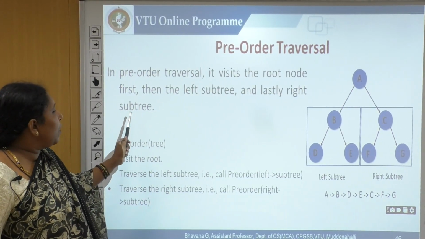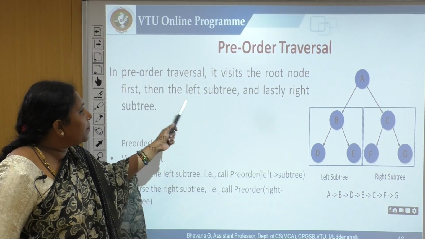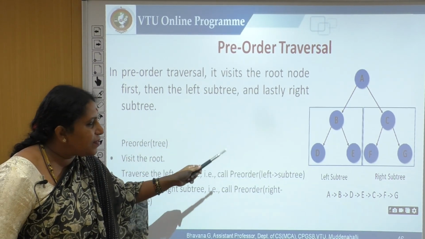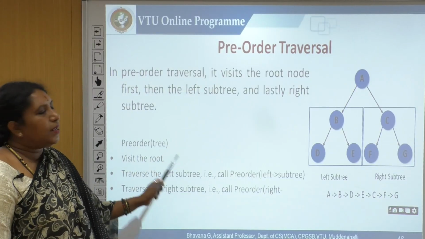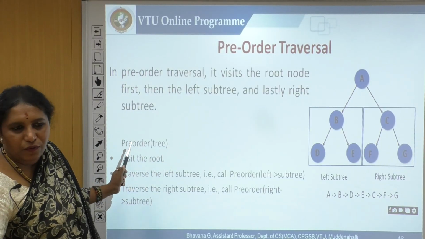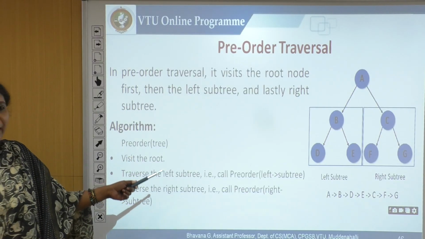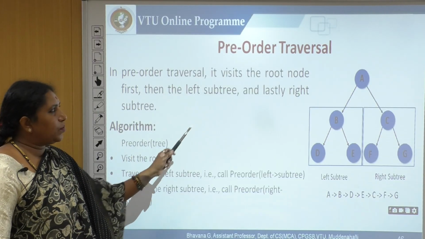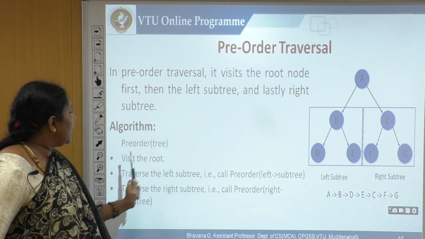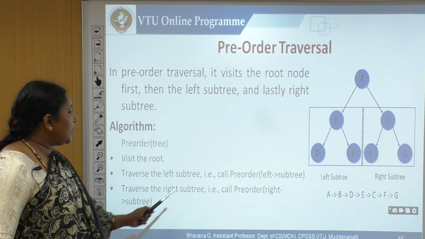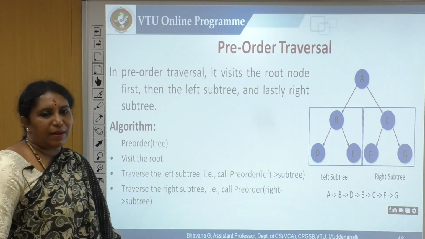So this pre-order traversal is, first you have to visit the root node, then we are going to visit the left subtree, then the right subtree. This is the algorithm of the pre-order traversal. So what are they telling? Pre-order tree, then visit the root node. So first we are going to visit the root node, then traverse the left subtree, then traverse the right subtree. That is, traversing is nothing but calling the subtree.